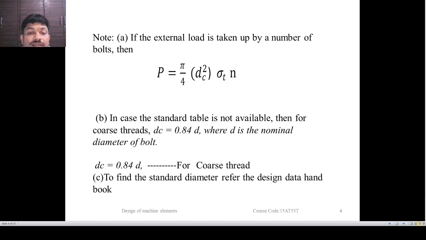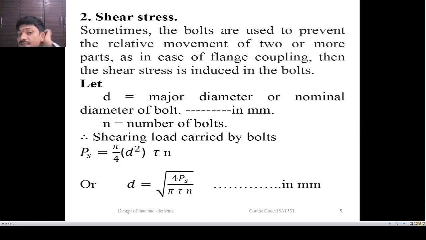The shear stresses induced in the bolt material try to prevent the relative movement. Here also the equations are the same. The shear load carried by the bolt is Ps is equal to pi by 4 d square into tau into n. Here we indicate the shear stress by the notation tau, where n is the number of bolts involved in the system, d is the nominal diameter, and Ps is the shear load. Therefore, we can easily find the nominal diameter d as square root of 4 Ps divided by pi into tau into n. This is about the shear load acting on the material.